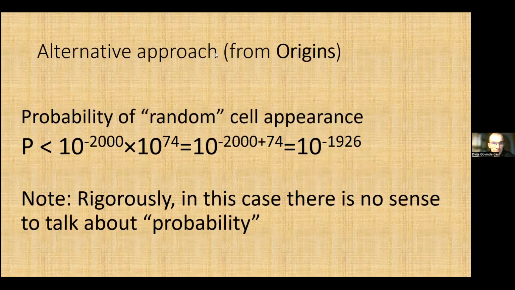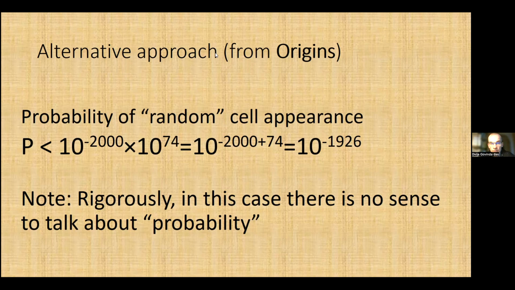But again, the probability of getting the simplest cell, with just 100 protein molecules, would be 10 to the power minus 2000 multiplied by 10 to the 74. And it remains a very small number, 10 to the minus 1926. So an infinitesimally small number again.